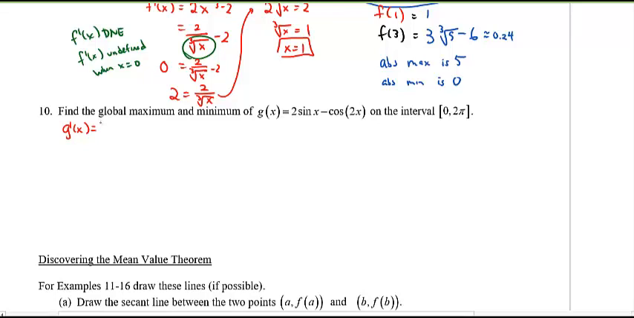The derivative of 2 sine x, that's 2 cosine x. The derivative of cosine is negative sine, so negative becomes positive sine 2x. And don't forget, we have a function within a function. Hello, chain rule. Hello, an extra little bit of 2. We want to set this equal to 0, so 2 cos x plus 2 sine 2x. Uh-oh, this is tough.